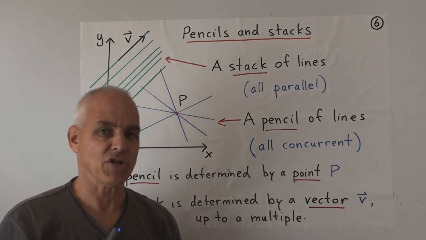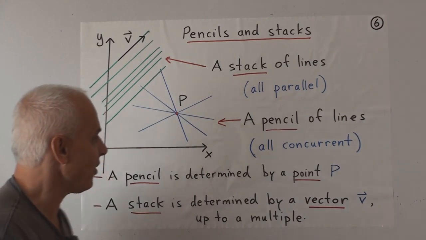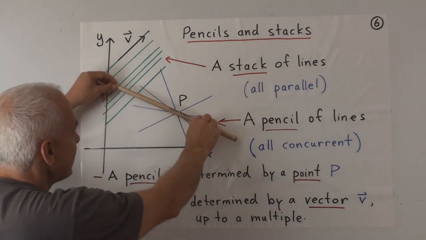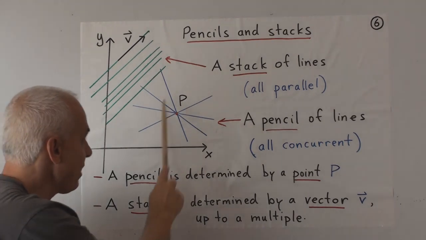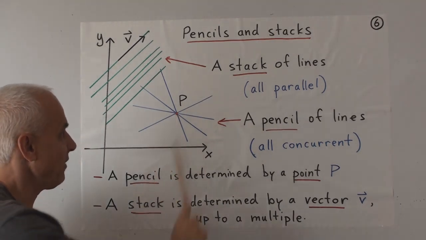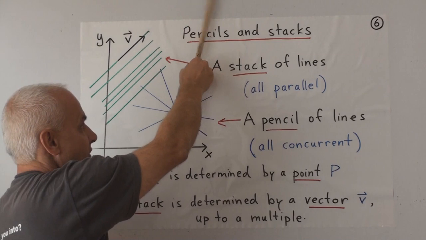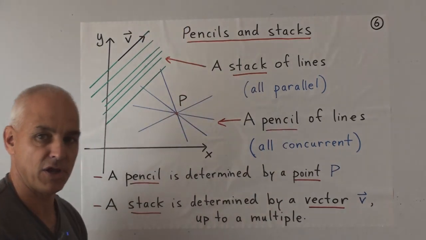Not sure where the terminology comes from, but it's very established terminology. So all these lines in this pencil are concurrent. And that's just one pencil corresponding to the point P. If we chose some other point Q, then we would have a pencil of lines around the point Q, and so on.